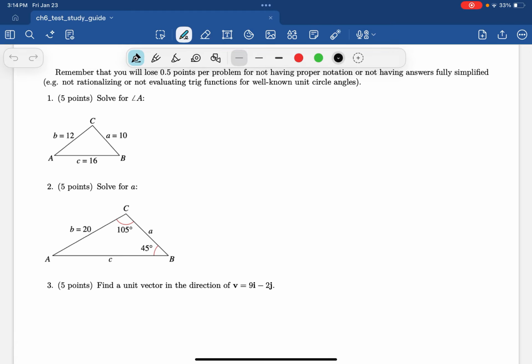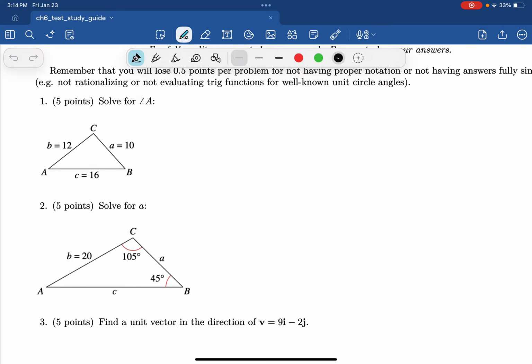For question 1, we're going to use law of cosines, trying to find angle A. So with law of cosines, the opposite side, adjacent side, okay, so it's 100 equals 144 plus 256 minus, what is this? 24 times 16, 320 plus 64, 384.